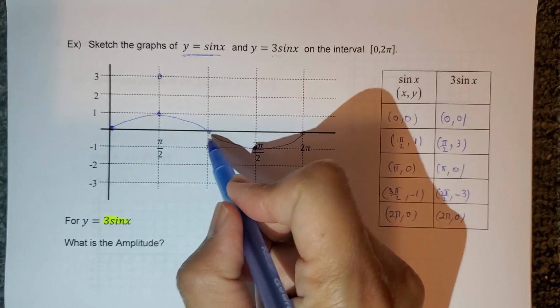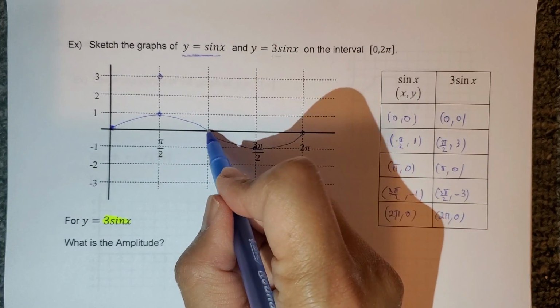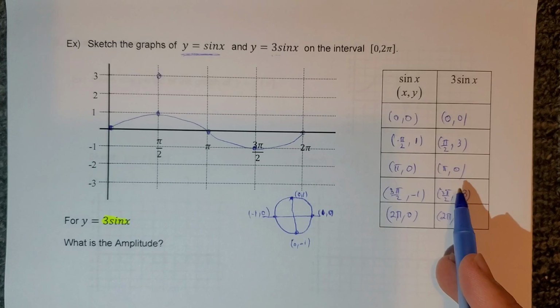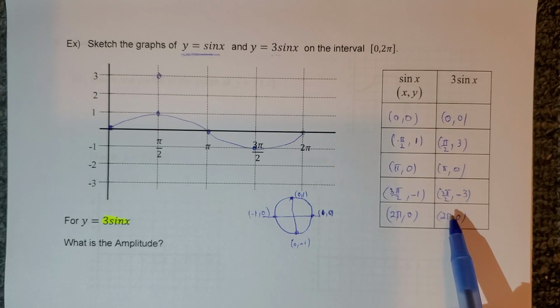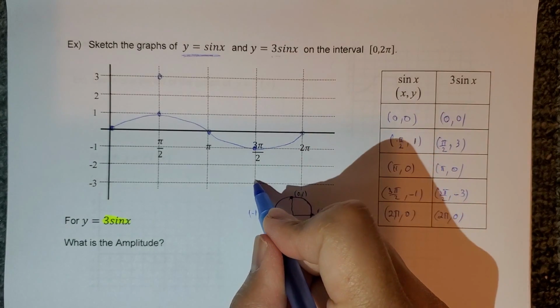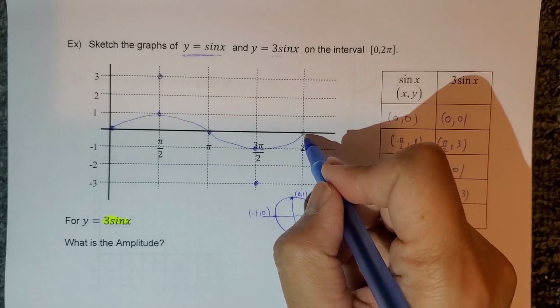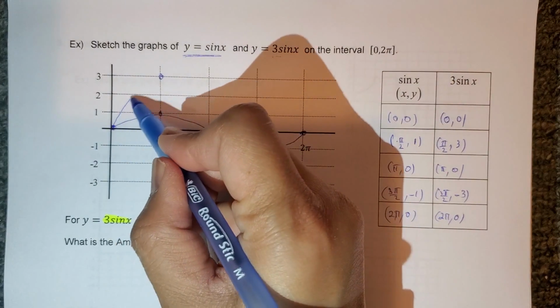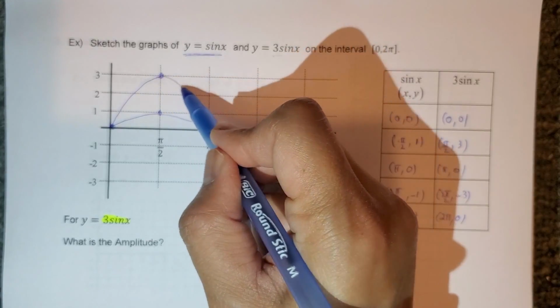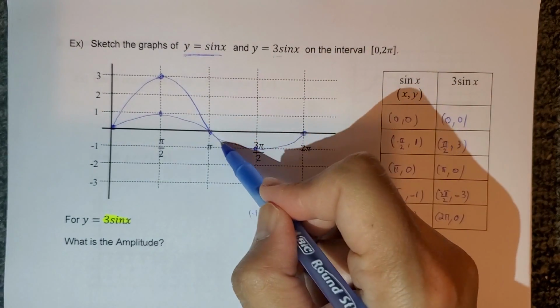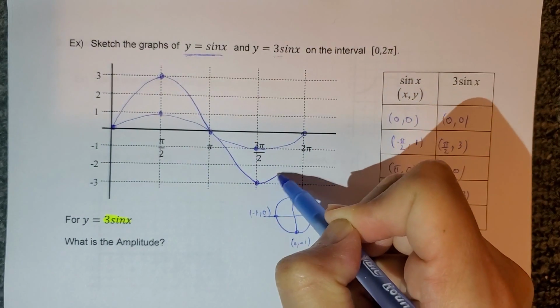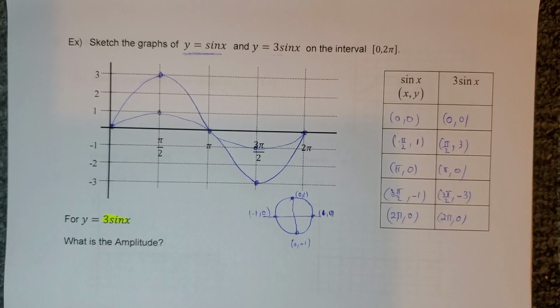3 instead. And then at pi, that's back to 0. And then at 3 pi over 2, this is going to be -3. And then at 2 pi, this is going to be 0. So that is like this. Here we go. So what does it mean here?